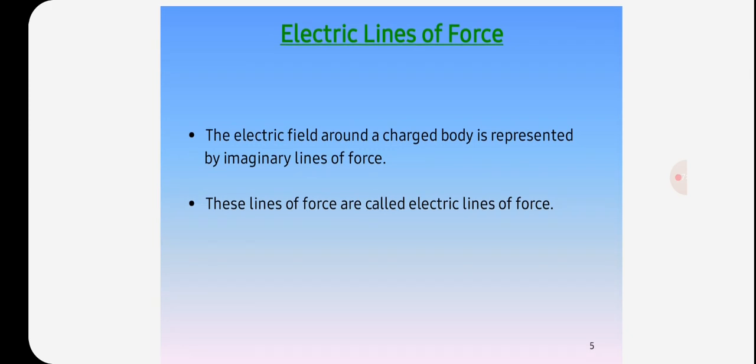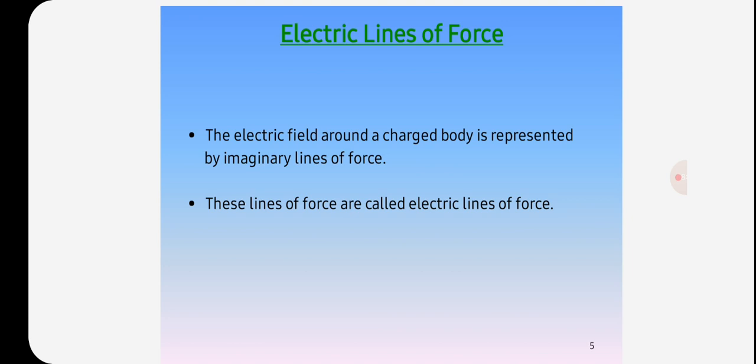Next, electric lines of force. The electric field around a charged body is represented by imaginary lines called electric lines of force. They are called electric lines of force because forces are experienced by charges in the region. The direction of force at any point is given by the tangent to the line of force at that point.